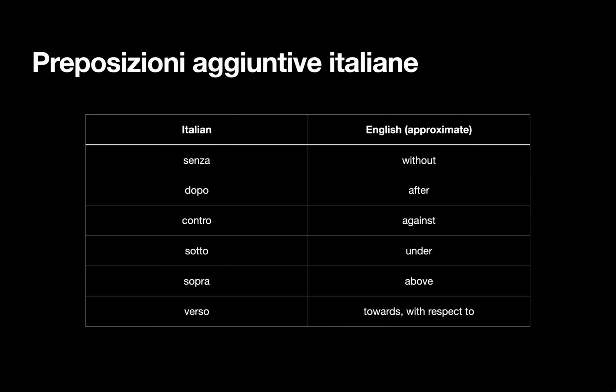Some other prepositions, these are the ones that aren't covered in the book, are senza, without, dopo, contro, sotto, sopra, and verso. And you may recall that these are all the prepositions that are followed by di if their object is a pronoun. Again, that's kind of a finer point, so don't get too hung up on it, but it's worth a mention that those take a di when the object is a pronoun.